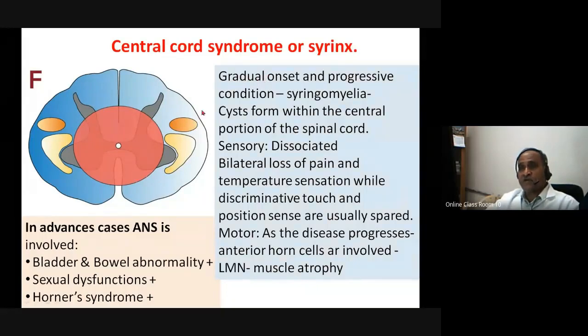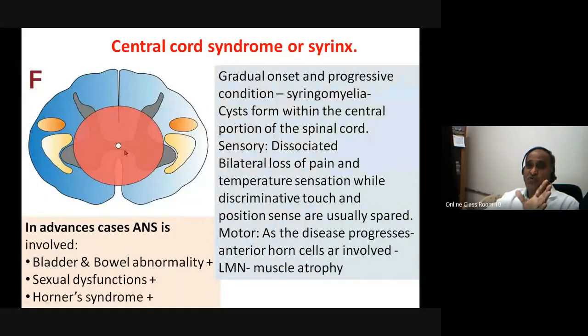It is a gradual onset because of syrinx formation, and this syrinx keeps on enlarging, or a cyst which is producing the cavitation becomes larger and larger, and it grows on a daily basis. It is a progressive condition, and this condition is known as syringomyelia.